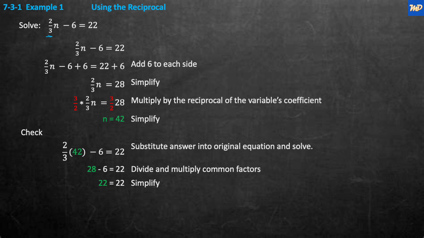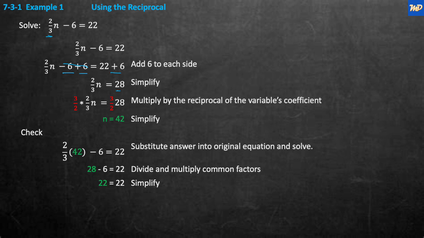2/3 n minus 6 plus 6 equals 22 plus 6. We're going to clear up the addition and subtraction. We're going to undo that at this point. So the 6's cancel by adding a 6 to both sides. And on the right hand side, 22 plus 6 is 28. So we have 2/3 n equals 28.